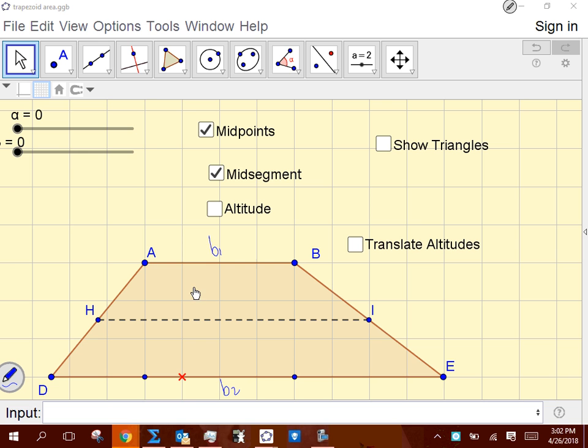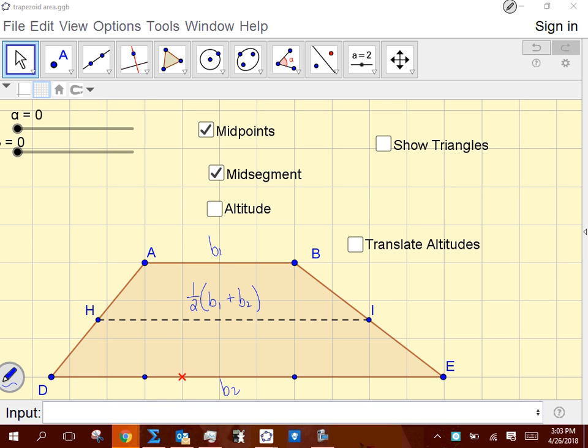Okay, good. So it's going to be 1/2 (B1 plus B2). That is the length of H to I, and that's important for our development here in a moment of our area formula. We need to start with that.